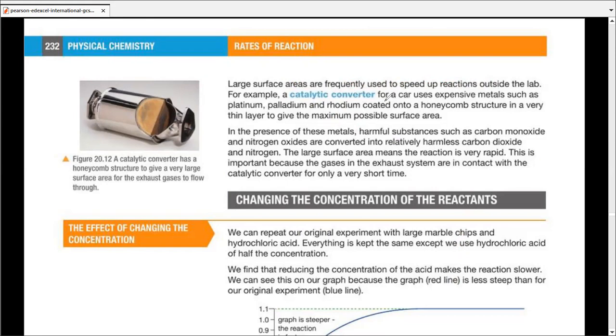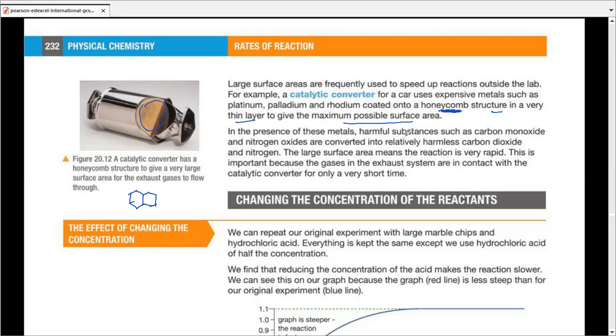For example, a catalytic converter for a car uses expensive metals such as platinum, palladium, or rhodium, and they are coated onto a honeycomb structure, just like the honeybee's comb structure, onto a very thin layer to give the maximum possible surface area, which we can see over here. It's actually a hexagonal structure like this. That's why we call it a honeycomb structure, like this, something like this, right?